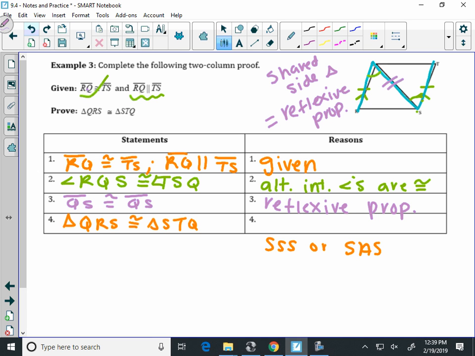So to get our last reason, look and see how we marked our diagram. Did we mark 3 sides, or did we mark 2 sides and an angle in between? 2 sides and an angle in between. So our reason is going to be side, angle, side. We have a side, then we have an angle, then a side. Side, angle, side. We are going to save that last proof for tomorrow.